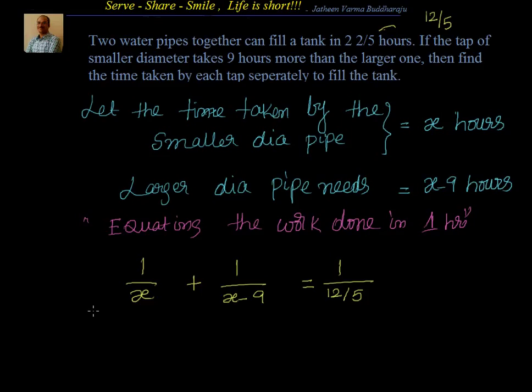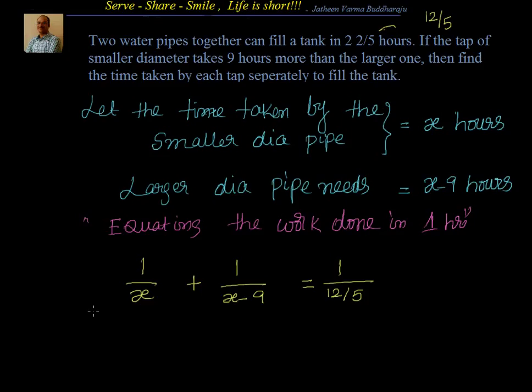If the tap of the smaller diameter takes 9 hours more than the larger diameter, then let the smaller pipe take x hours, and the larger one will take 9 hours less. That means it will become x minus 9 hours. Now, when these two pipes work together, they fill it in 12 by 5 hours. That means in 1 hour, they will fill 1 by 12 by 5 part of the tank.